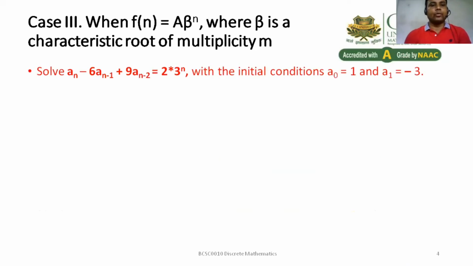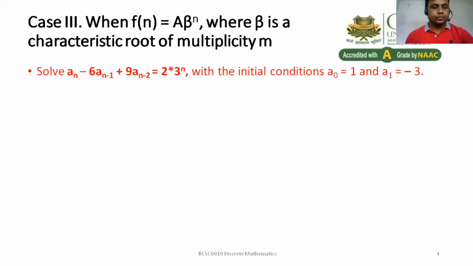Now, let us say we have to solve an minus 6 an minus 1 plus 9 an minus 2 equals 2 into 3 to power n, with the initial conditions a0 equals 1 and a1 equals minus 3.